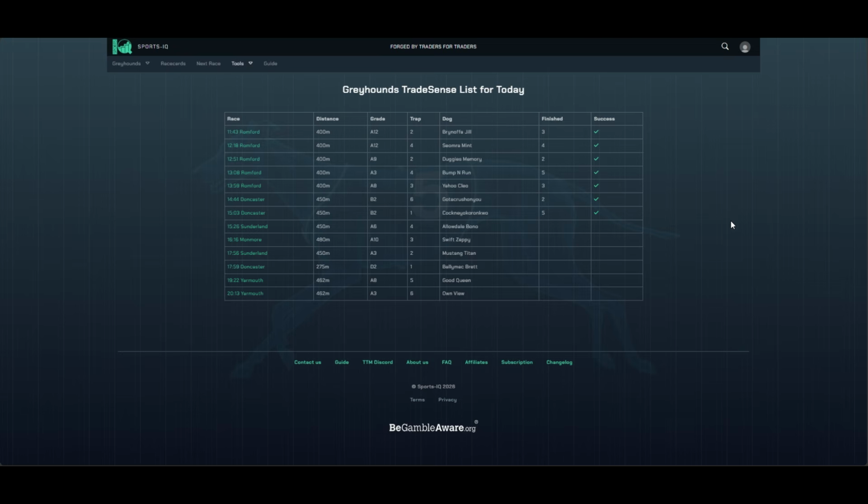Most people spend all day trying to find the next superstar. Some of the best opportunities can come from identifying the dog that's simply in the wrong race, in the wrong trap at the wrong time. That's exactly what the TradeSense list is designed to do.